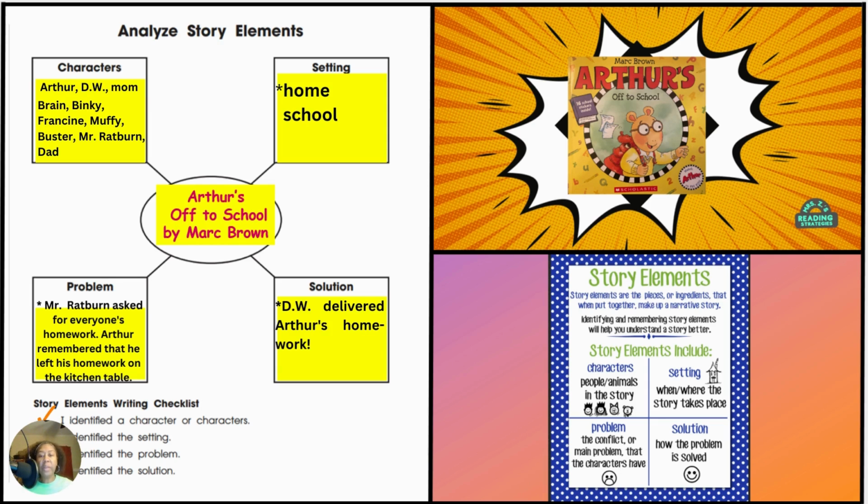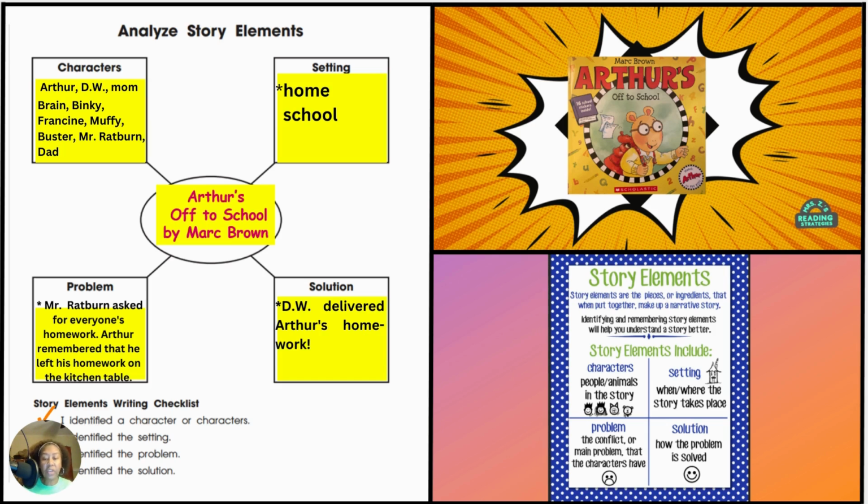On yesterday, we read the story Authors Off to School by Mark Brown. Today, we would like to analyze story elements. We want to look at some things that happen in the story. And let's talk about story elements. Story elements are the pieces, the ingredients that when you put them together make up a narrative story. Remember that identifying and remembering story elements will help you understand a story much better. It helps you to comprehend.